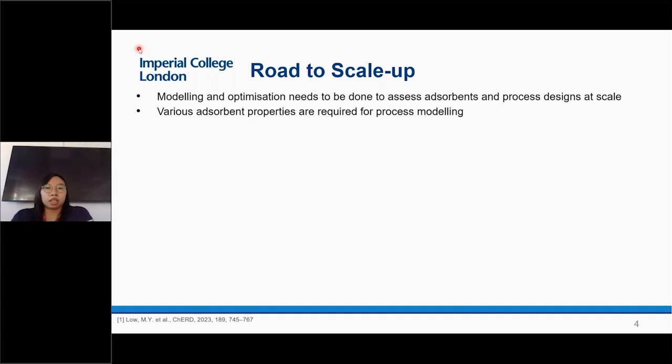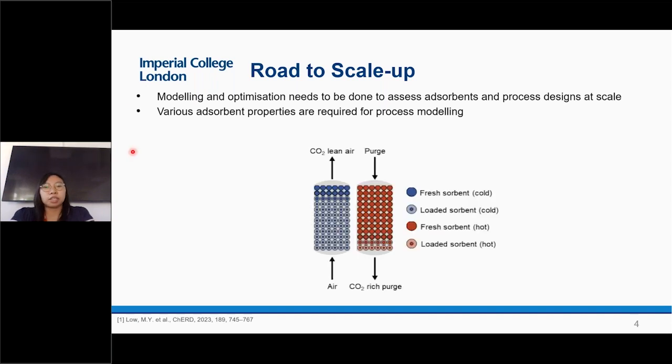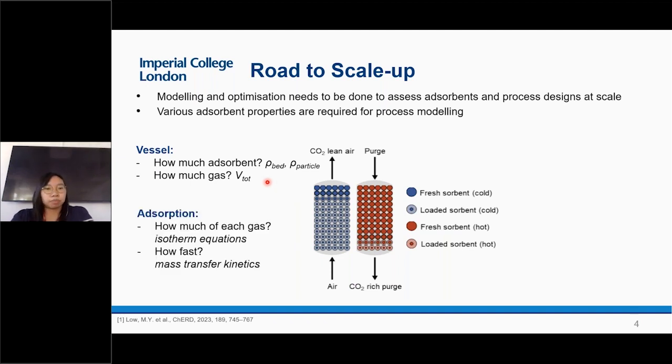So if we look at the adsorbent side of things, you need various adsorbent properties in order to do process modeling. If we want to describe this general process that I showed previously, you need to know different information. If we think about the vessel itself, you'd want to know how much mass of adsorbent is in your vessel. So that's knowing the bed density as well as the particle density of your material. And then as well, you'd want to know how much gas is in your system. So that's the total pore volume, as well as the interparticle spacing.